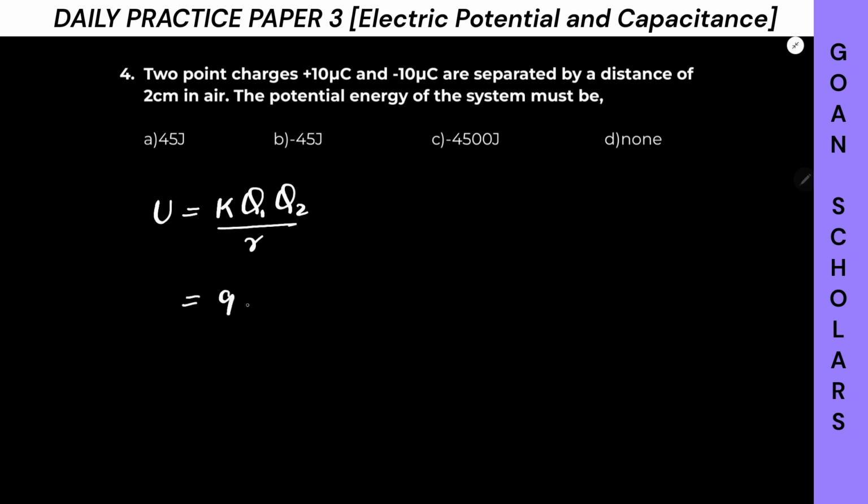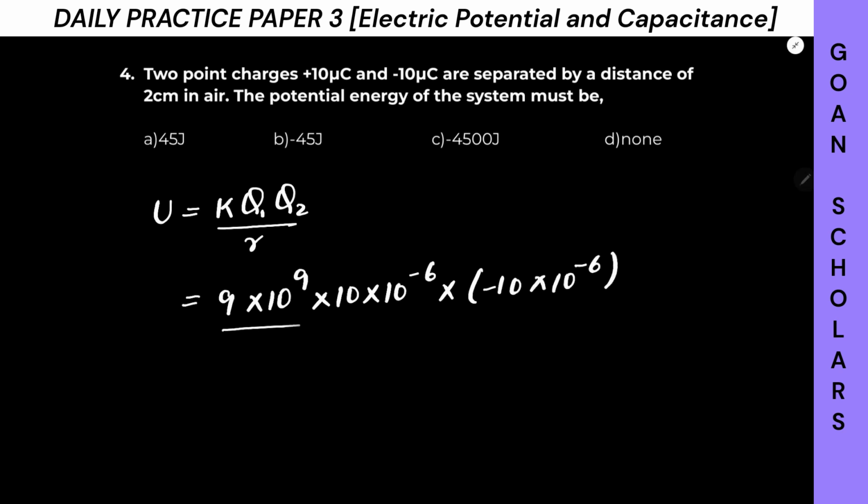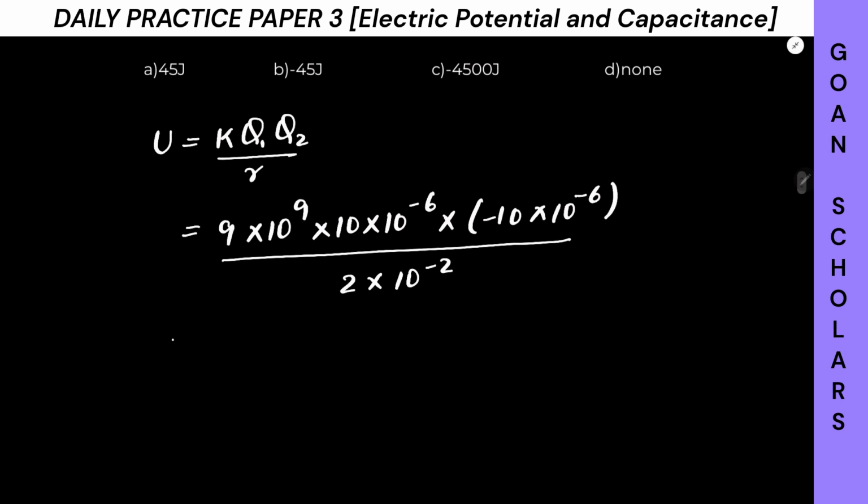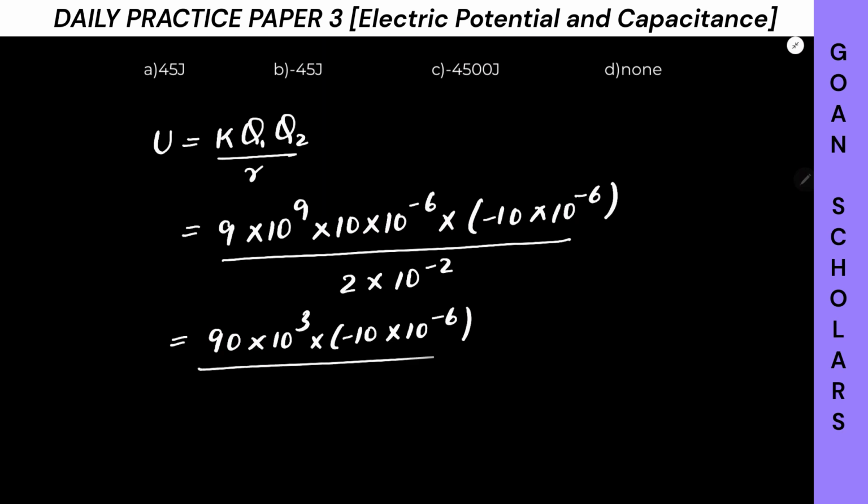So 9 into 10 to the power 9. What's the first charge? 10 into 10 to the power minus 6, because microcoulomb. And the second one, minus 10. Be very careful here. You have to take the negative sign into consideration. R is how much? 2 centimeters. So 2 into 10 to the power minus 2, right? Now further, 9 into 10, 90 into 10 to the power 3, into minus 10 into 10 to the power minus 6, whole divided by 2 into 10 to the power minus 2, correct?